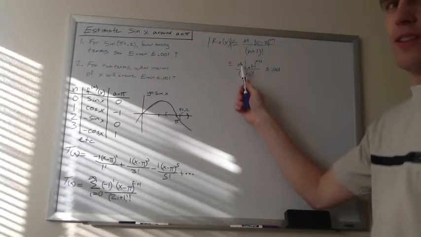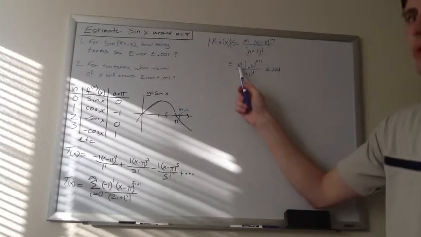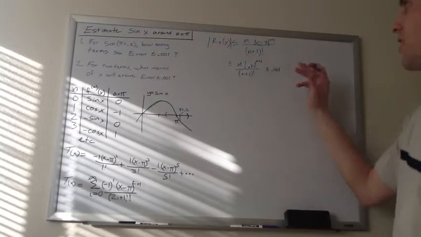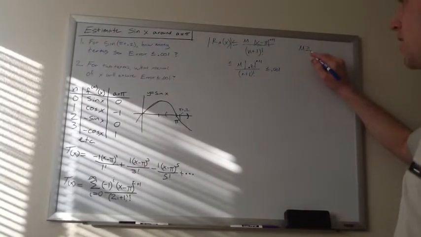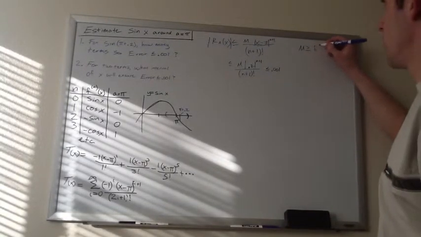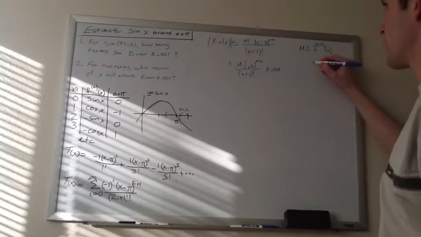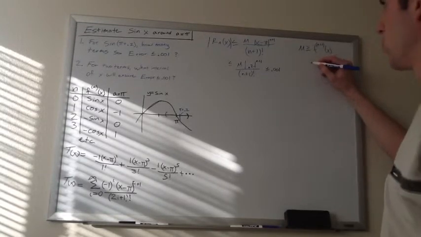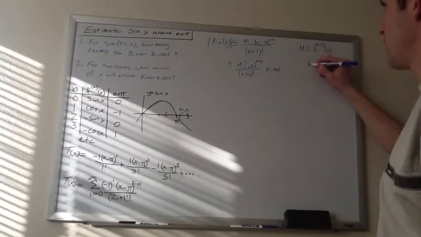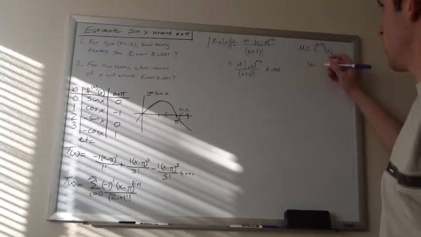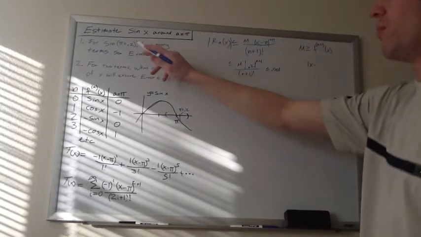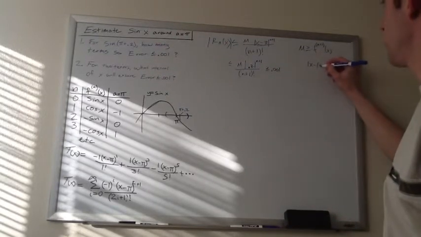We also need to deal with this M value. Now if you recall, the way we find the M value is M is a number that's always greater than or equal to the n plus 1th derivative of x for a certain width or interval. And this interval for us is going to be x minus pi plus 0.2.